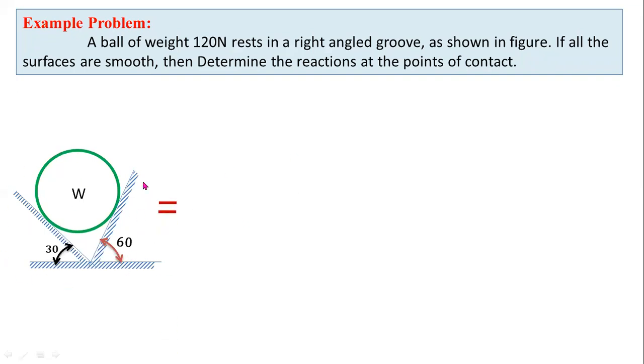First of all, you have to convert this given diagram into a free body diagram. How to convert this diagram into a free body diagram? Let's consider the given horizontal plane. This is an inclined plane, and this one is also an inclined plane. The angle between this inclined plane and the horizontal plane is 60 degrees, and the angle between this inclined plane and the horizontal plane is 30 degrees.